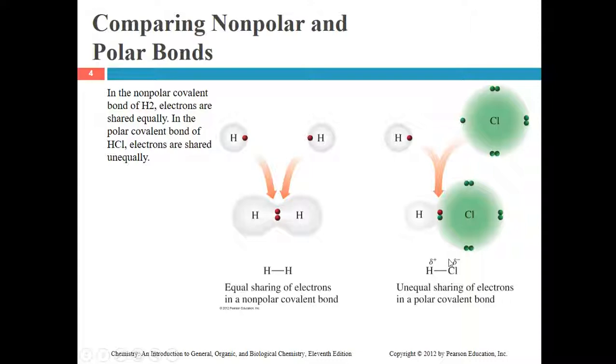Because electrons are negatively charged, and because the electrons are going to hang out a little bit more around chlorine than hydrogen, then we'll put this partial negative sign above chlorine. And on hydrogen, because the electrons aren't hanging out there as much, then we're going to call it partially positive.